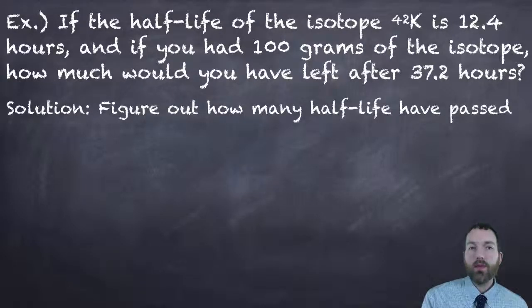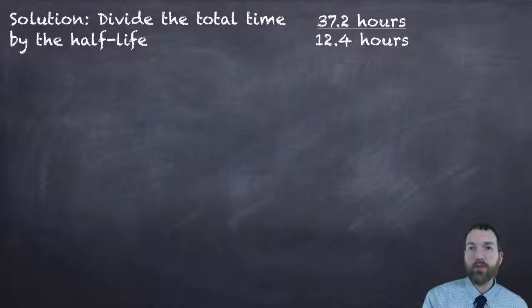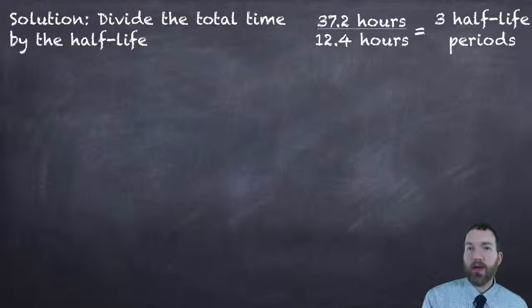One of the best solutions here is just to figure out how many half-lives have passed in this amount of time. If we divide the total time by the half-life, so we have 37.2 hours, and the half-life of this isotope was 12.4 hours, that is 3 half-life periods that have gone by.